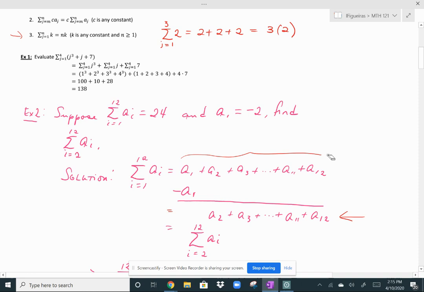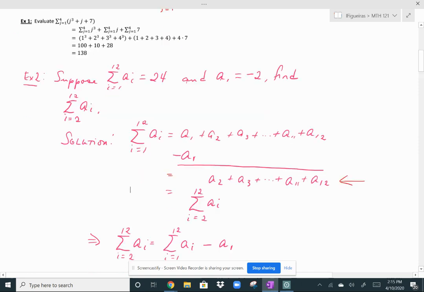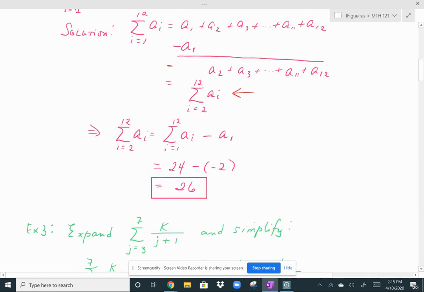So then instead of starting with the first term, you start with the second term, a sub 2. But when you start with the second and end with the 12th, well, that is actually the summation that we were asked to find. So now we just have to plug in the numbers that we know. The sum as i goes from 2 to 12 is equal to the sum as i goes from 1 to 12 of a sub i minus a sub 1. So you're taking away the first term.